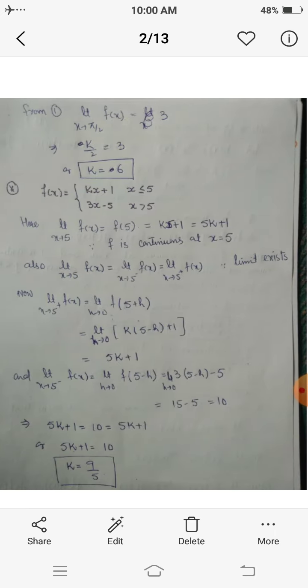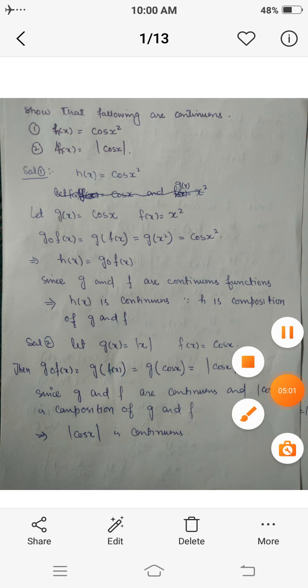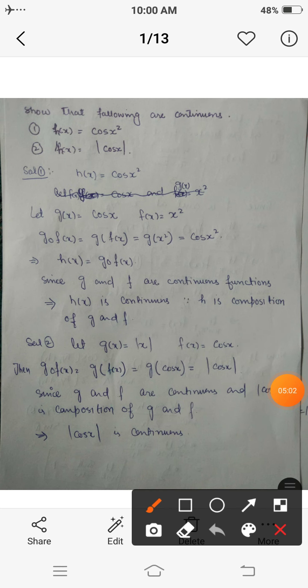Now if we consider problems of this type, we have to prove that h defined by cos x square and h defined by mod cos x are continuous functions over their entire domain. Continuous over the domain means that they are continuous at each and every point, that is, at an arbitrary point of the domain.